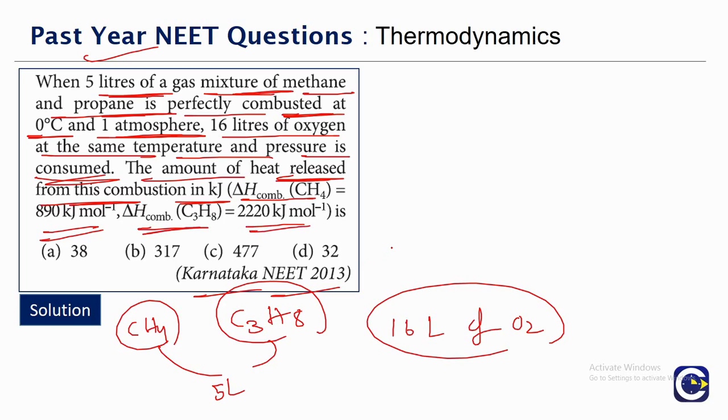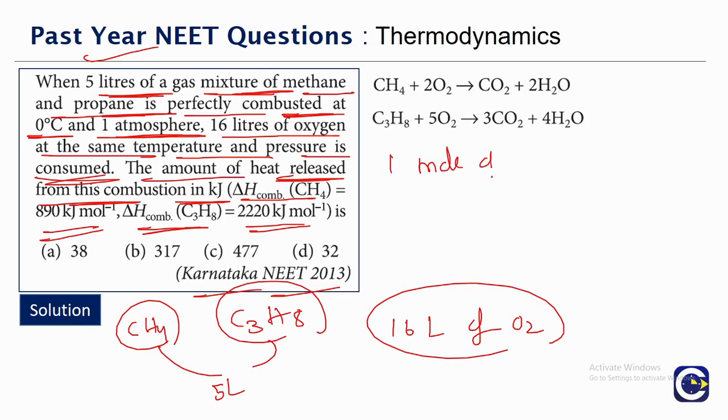See, first we should write down the combustion equations of methane and propane. So what is the combustion equation of methane? We should take the balanced equation. Combustion of methane means after the combustion we are going to get carbon dioxide and water vapor. And with C3H8 combustion, we are going to get 3 moles of CO2 and 4 moles of water.